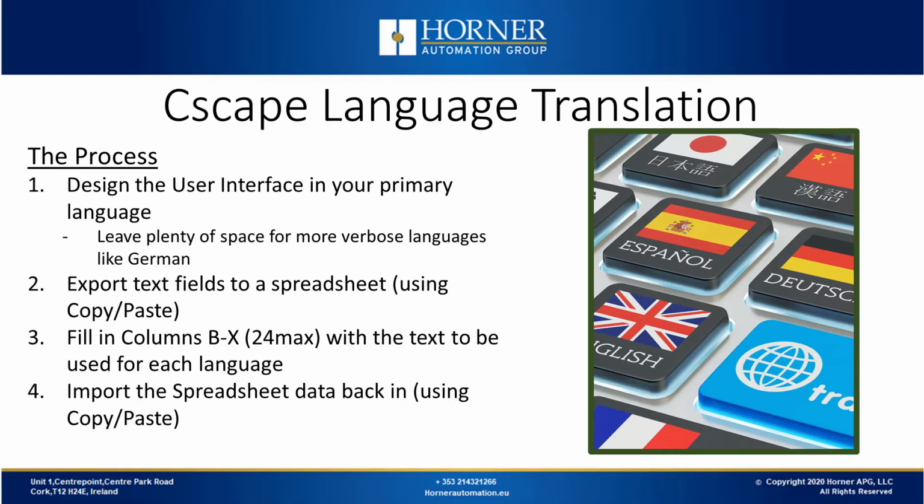Next, go to the graphics editor in Cscape. From a special menu, export all these text fields and then perform a paste operation into a spreadsheet. In column A of your spreadsheet, there are all the different text strings that are used in your OCS project. If you're going to support 24 languages, you can fill in all of the different text strings for each language that you want displayed, from column B to column X. When you're done with that process, highlight all the cells that you want to paste back into Cscape, copy them, and paste to the same menu where you began. We will show you this process with a demonstration now.